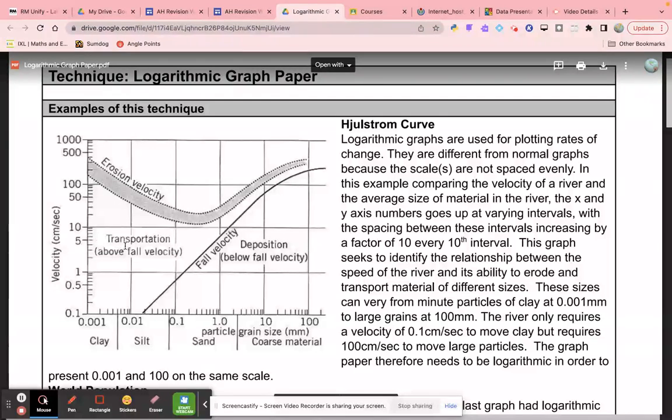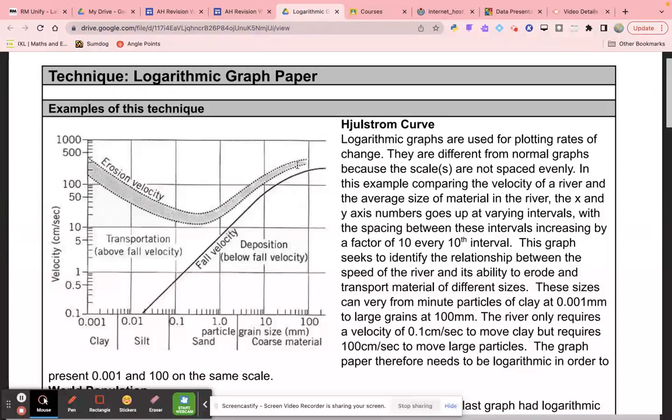So what this allows us to do is plot at what speed the river has to travel for it to move clay, silt, sand, and of course larger material. And obviously it doesn't need to be moving very fast to move clay because it's so small, but it needs to build up a much greater speed before it can start transporting larger particles. And that's what this curve here shows us. It's the speed at which it can actually transport material.